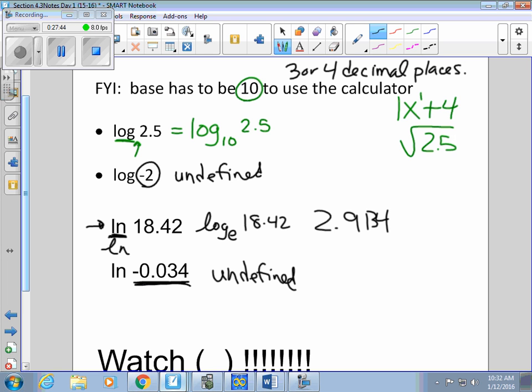I would definitely make note somewhere that these two things are the same. You won't ever see log to the base e equals something in a book unless it's defining what ln is. You'll always see ln. So make sure you've made that note somewhere so you have it to look back at.